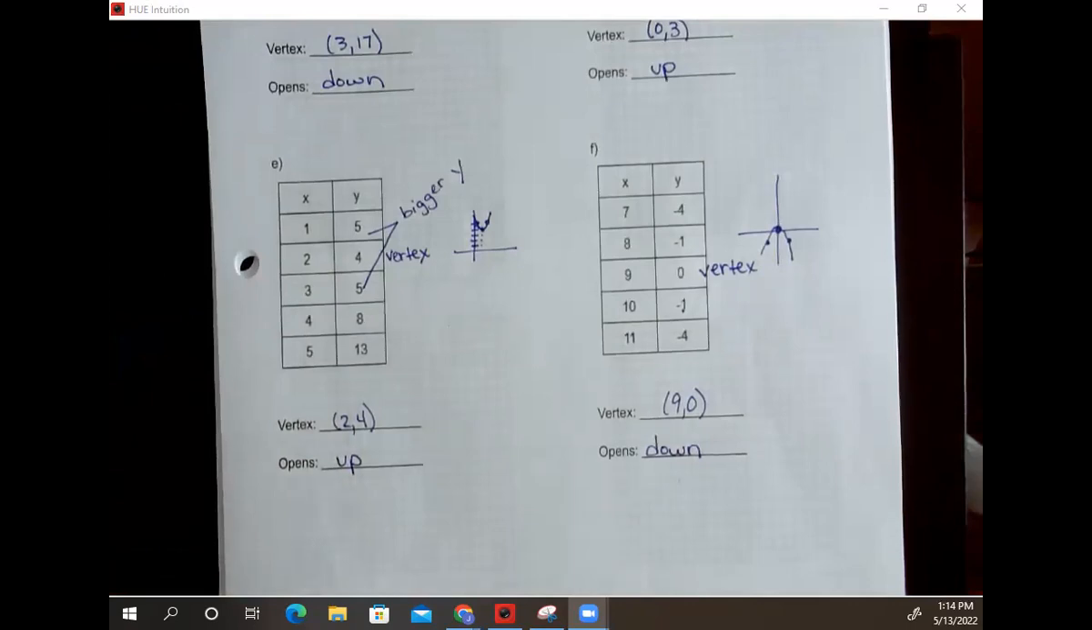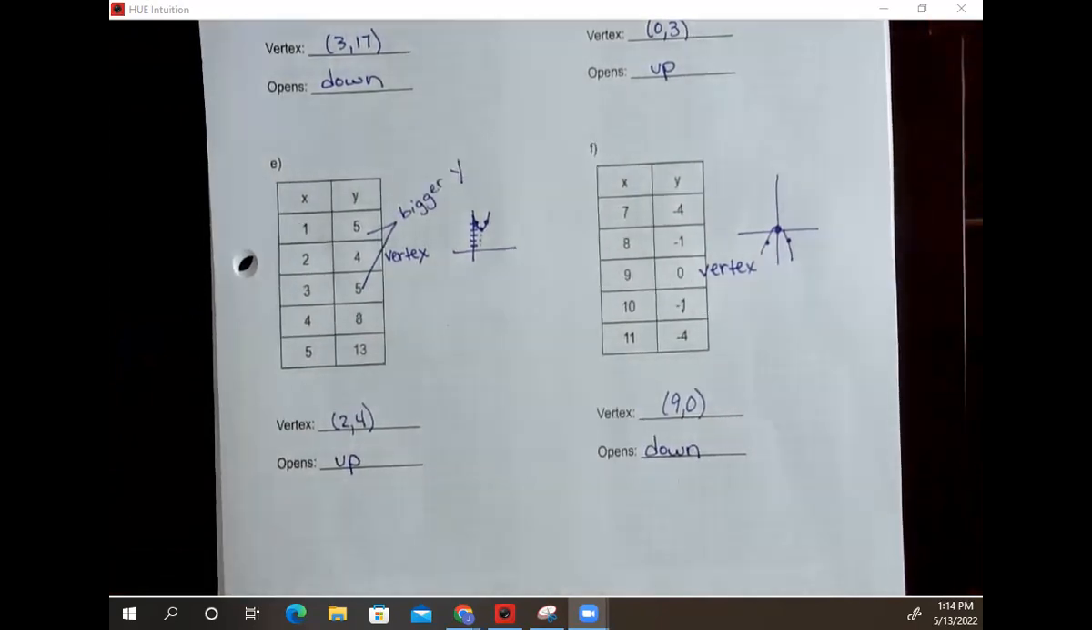Questions for me for today? Okay, we've done this a whole bunch, graph from vertex form. We'll look at graphing from factor form and graphing from standard form in our next couple of lessons.